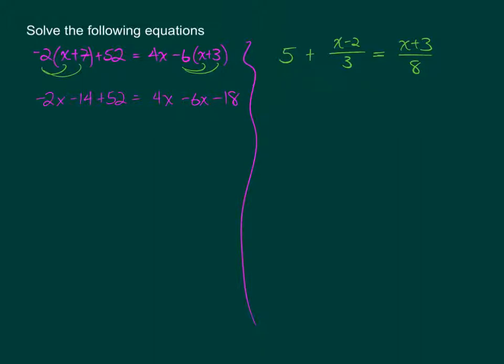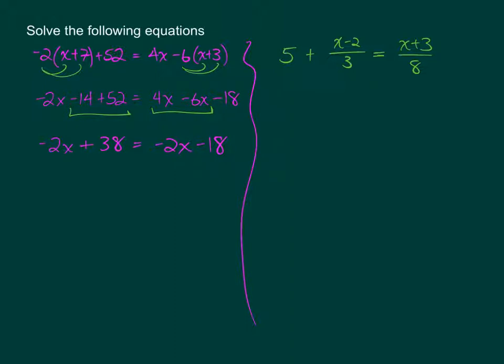Then I just need to combine some terms here: -14 and 52, and 4x minus 6x on the right side. It leaves you with -2x minus, oops, I guess it's a plus 38 equals -2x minus 18.